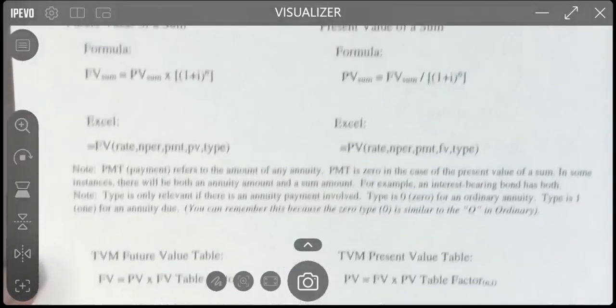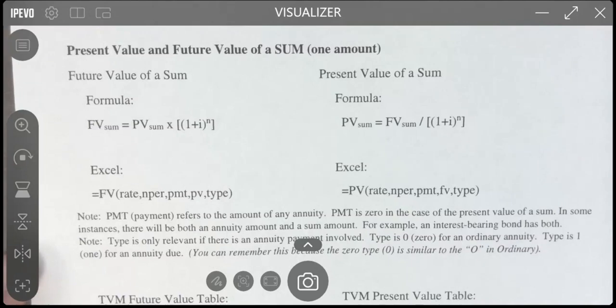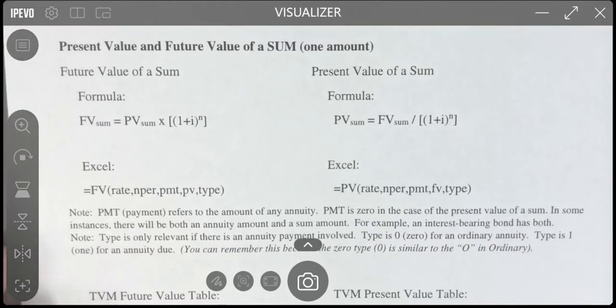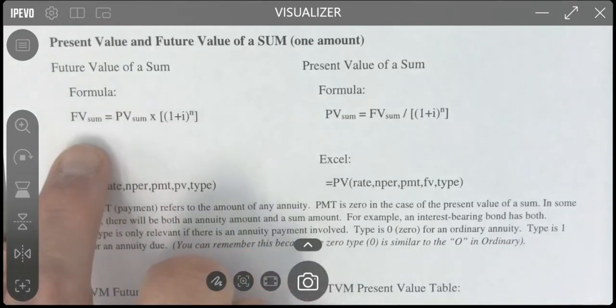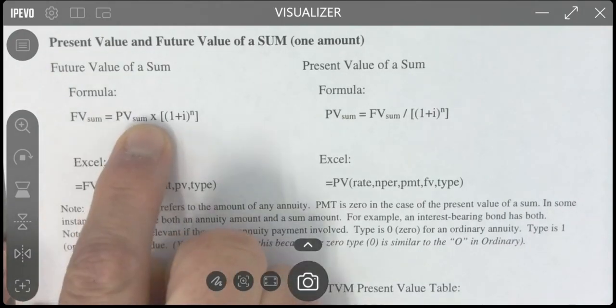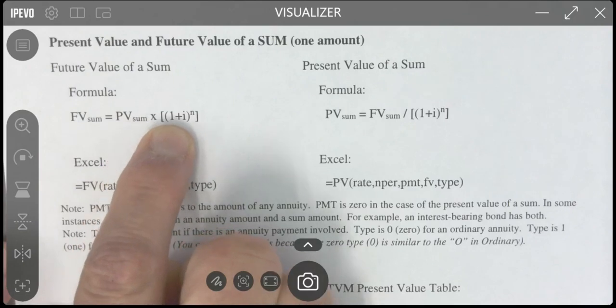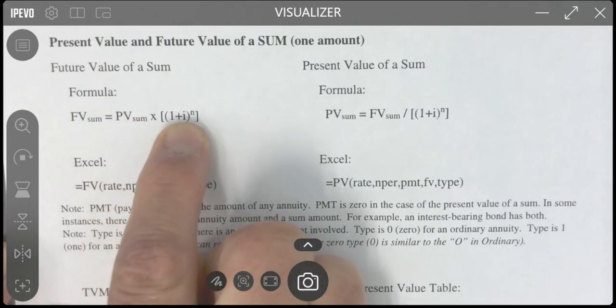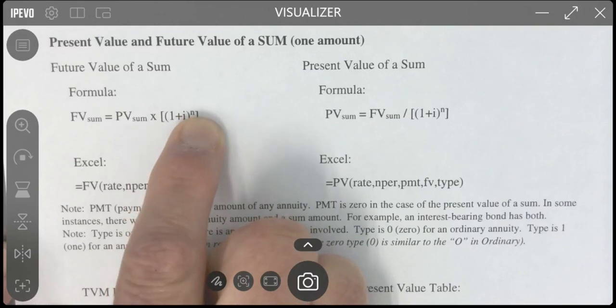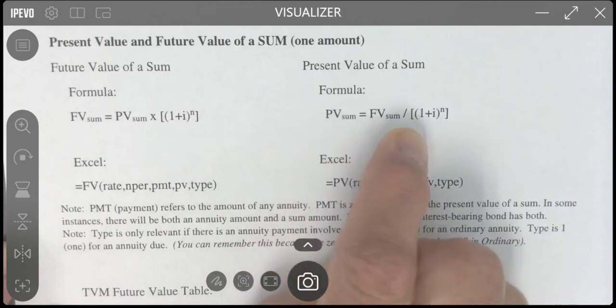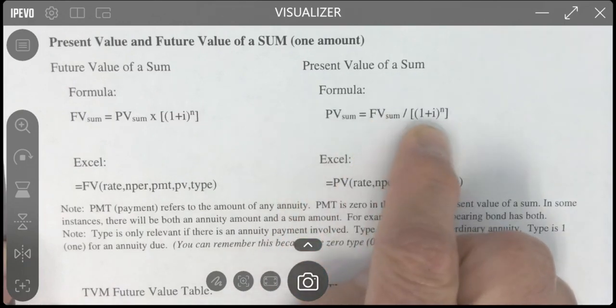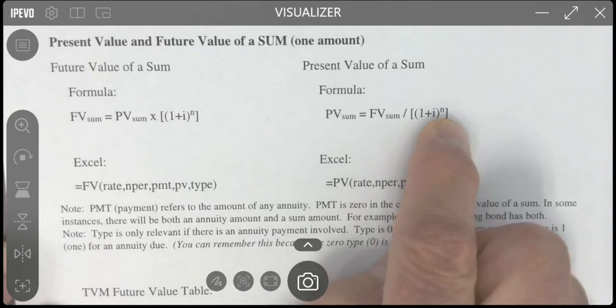Here's a summary of the formulas and the tools available to you. For the future value of a sum, the future value of that sum is equal to the present value of that sum multiplied by the amount 1 plus the interest rate raised to the n, the number of periods. The present value of a sum, if you know the future value of a sum, you divide that by 1 plus the interest rate raised to the number of periods involved.